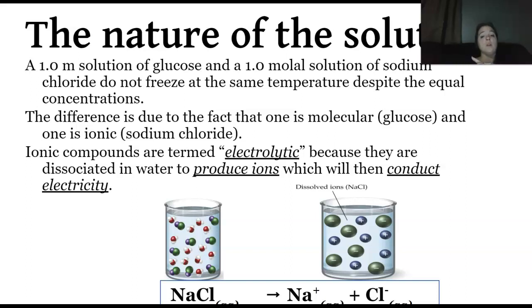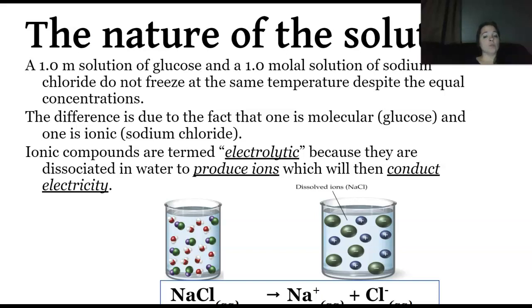These solutions don't freeze at the same temperature despite having equal concentrations. They're the same molal, but they don't have the same freezing or boiling point. The difference is due to the fact that one is molecular, covalent, like glucose, and one is ionic, sodium chloride, metal-nonmetal.